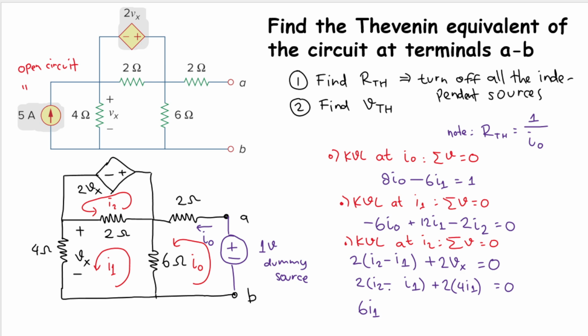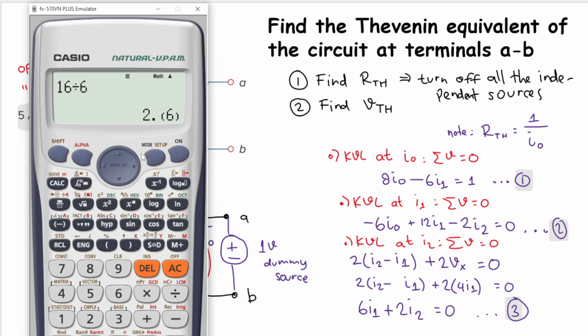Okay. And then we can get, what else? Plus 2 I2, right? Plus 2 I2. And that will equal 0. And let's see here, we have 3 equations and 3 variables. 1, and then 2, and then 3. Okay? And we should be able to solve this, right? Using a calculator.